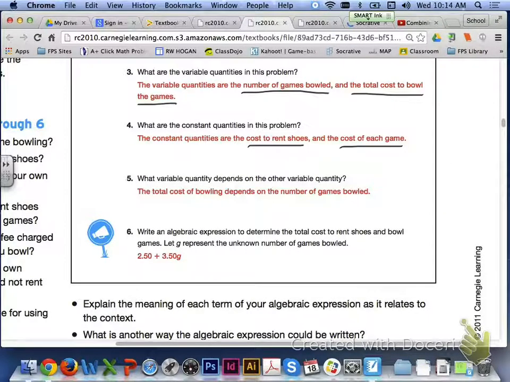Let's take a look at the answers for 3 through 6. For number 3, the variable quantities are the number of games bowled and the total cost to bowl the games. For number 4, the constant quantities are the cost to rent the shoes and the cost of each game. Number 5, the total cost of bowling depends on the number of games that you bowl. And finally, for number 6, the algebraic expression that we should have written down was 2.50 + 3.50 × G.